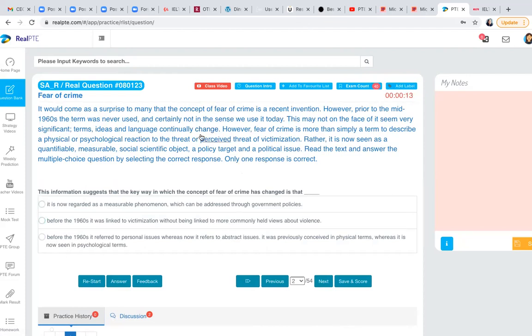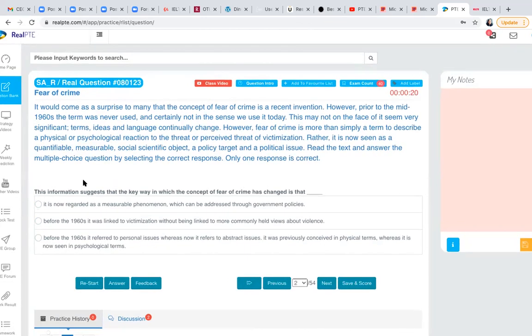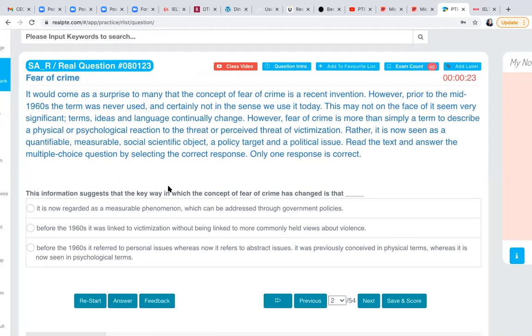Okay, so let's look at the next question. Let's read the question statement first. This information suggests that the key way in which the concept of fear of crime has changed is that. So this is talking about the passage. What's a synonym for suggests? This information explains, this information gives an idea that the main way in which the concept of fear of crime has changed is that.